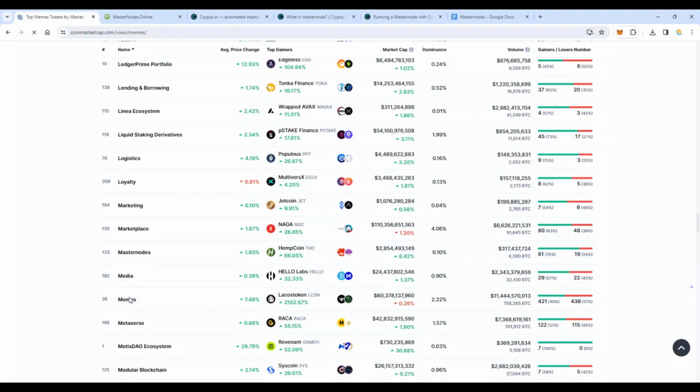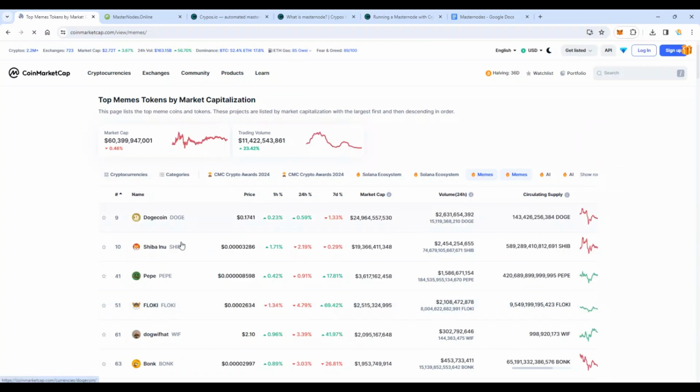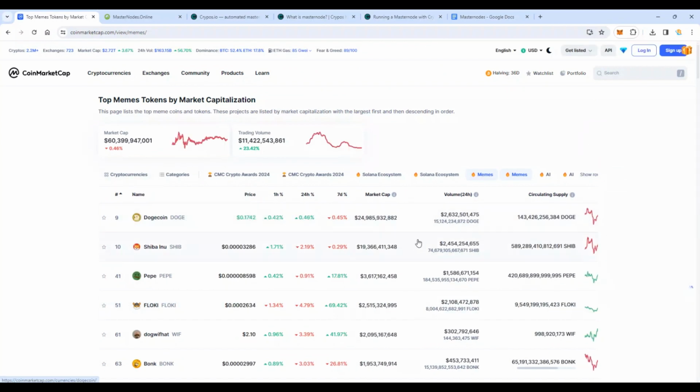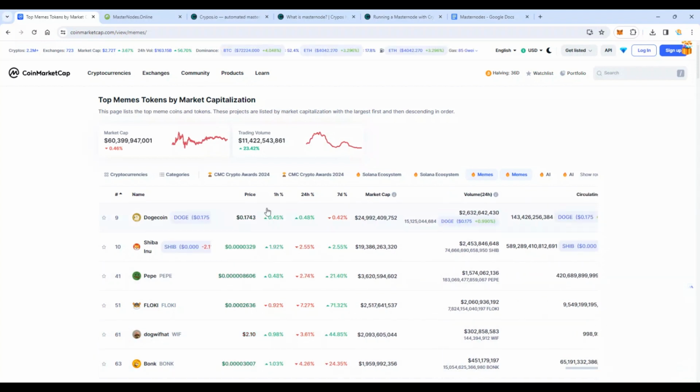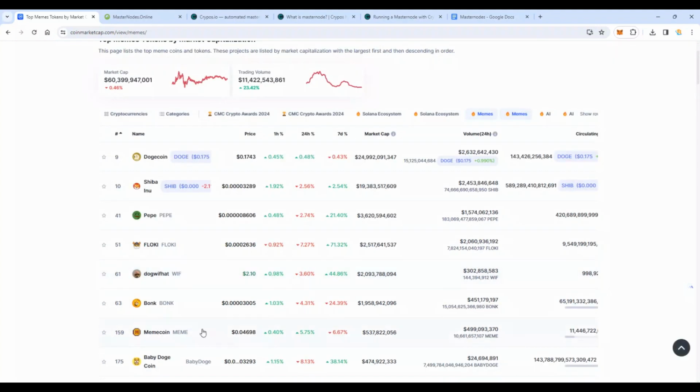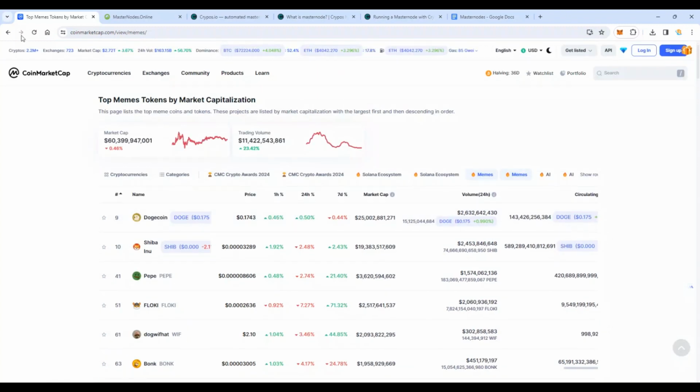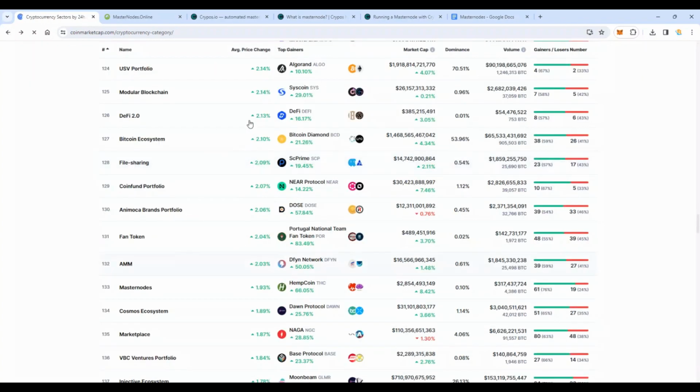For example, if you click on memes here, you're going to see the likes of Dogecoin, and you can see here they are arranged by market cap, starting with the one that has the highest market cap, which is Dogecoin. Then we have Shiba Inu, we have Pepe, Floki, Dog with Heart, Bonk. You can see meme coin, Baby Doge. So you can always filter in respect to the narrative that you want to look at.